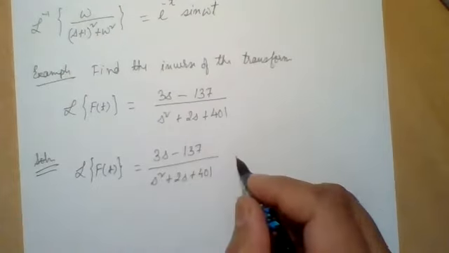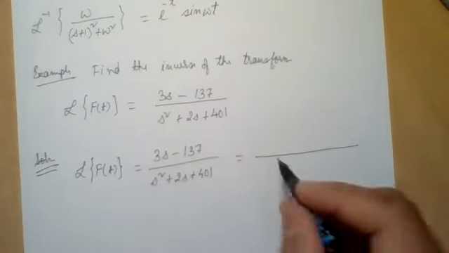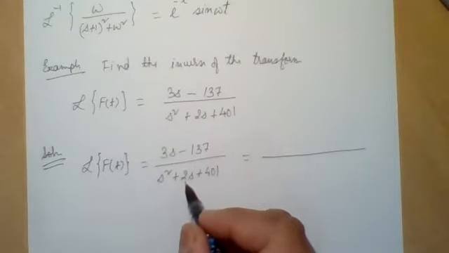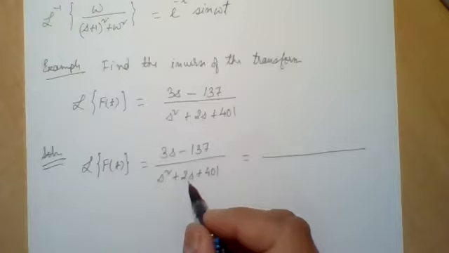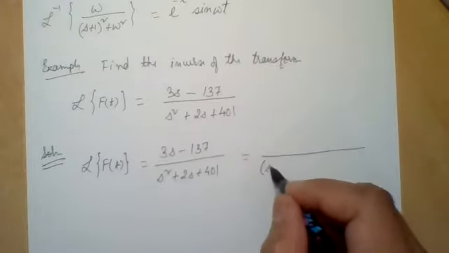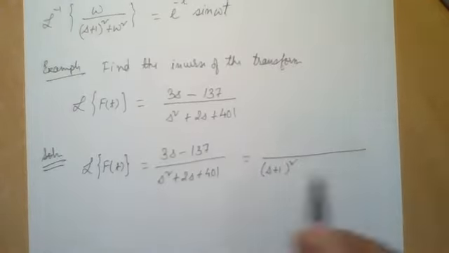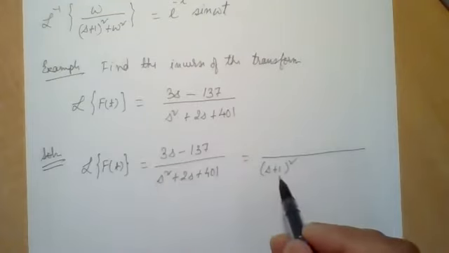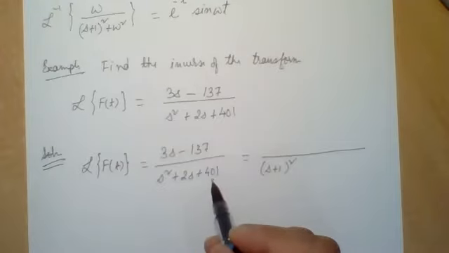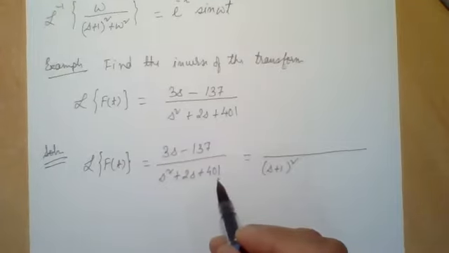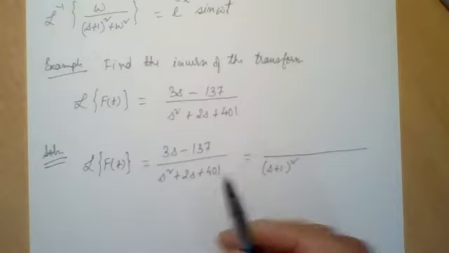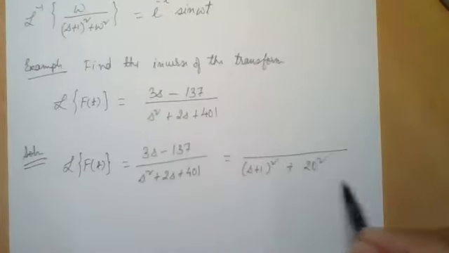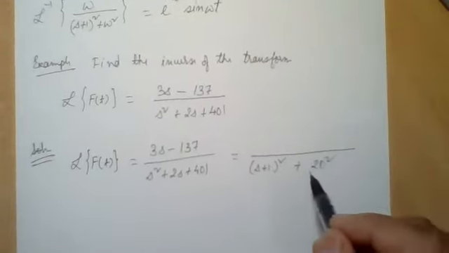Now we write the denominator as s square plus twice s, and it is easy to write this as s plus something whole square. From this we can see that s square plus twice s plus 1 gives s plus 1 whole square. If we subtract 1 from 401, we get 400, and 400 can be written as 20 square. So the denominator has been taken care of. This is s plus 1 whole square plus 20 square.